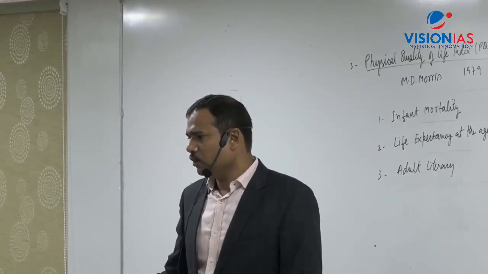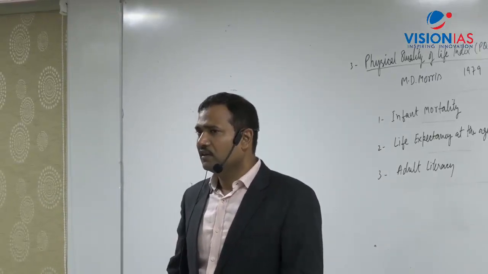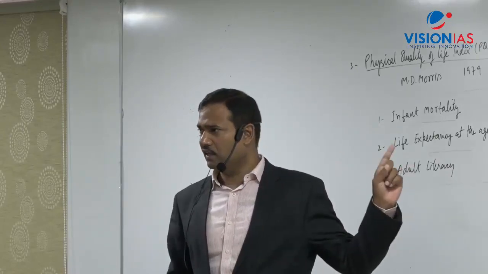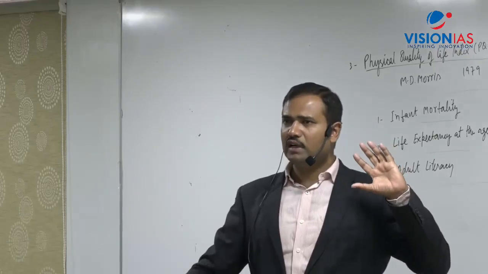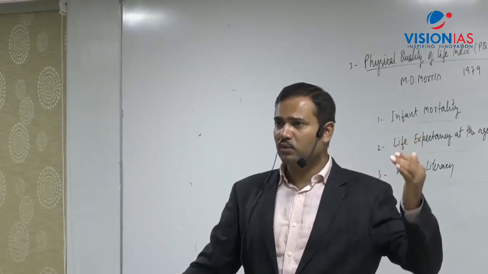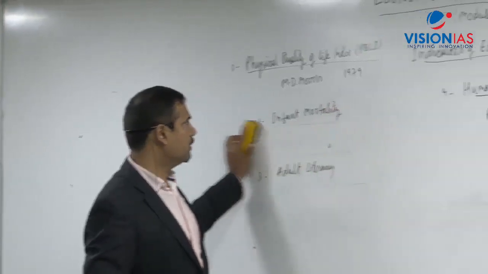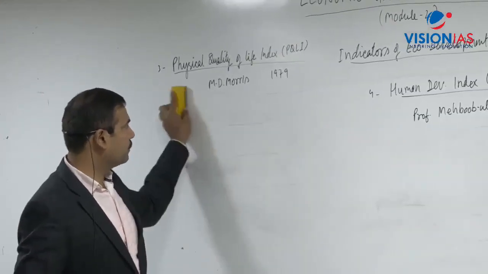So by that time, did he get the Nobel Prize or not? No, he got it in 98. So it was in 1990. After getting the Nobel Prize, recognition increases much more. So he was also associated with this. Professor Amartya Kumar Sen was also associated.